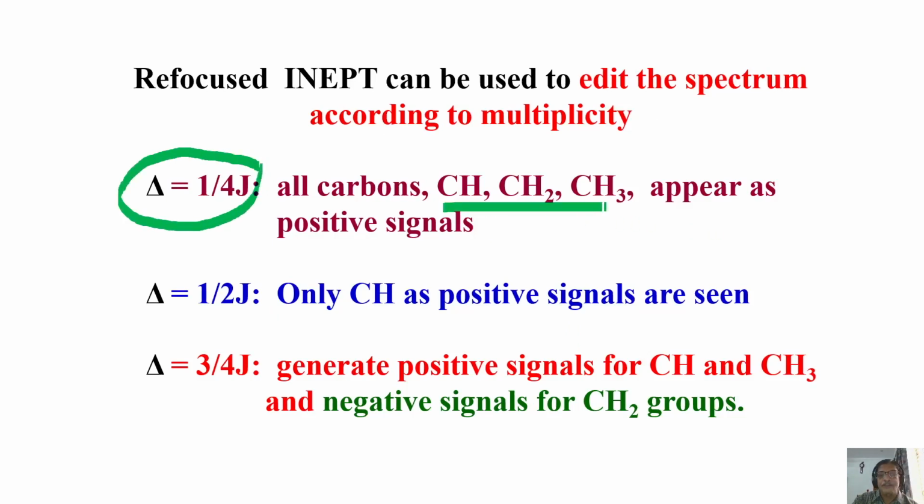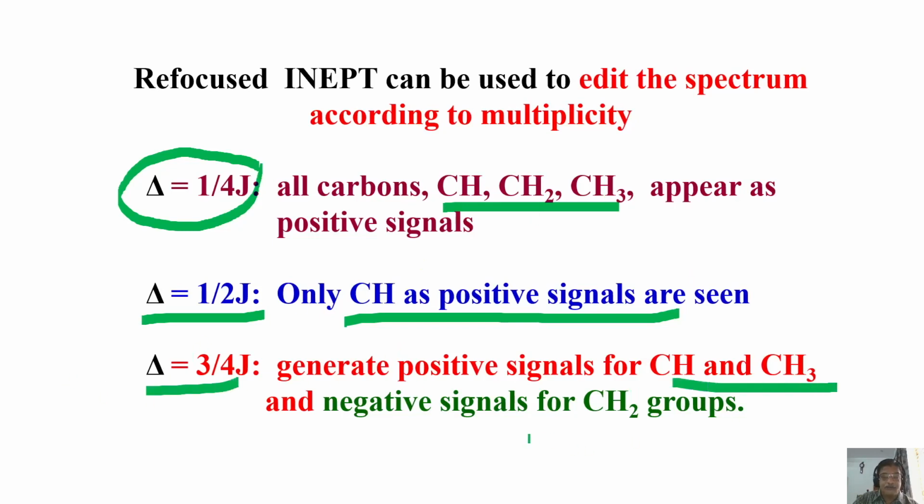All carbons appear as positive. No problems. Put delta is equal to 1/J. Only CH is positive. All others are not seen. Only CH is seen as positive signal. All others become 0. Put delta is equal to 3/4 of J.